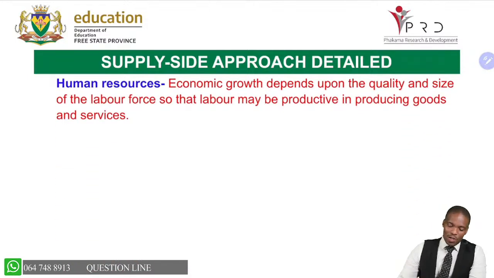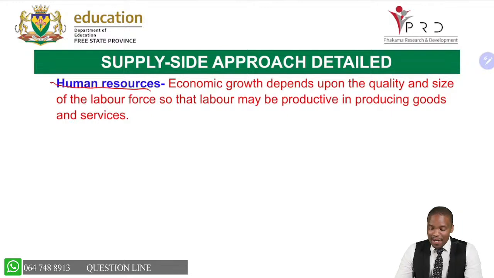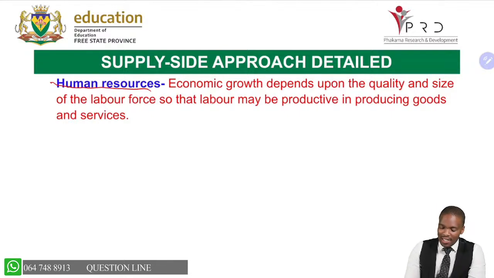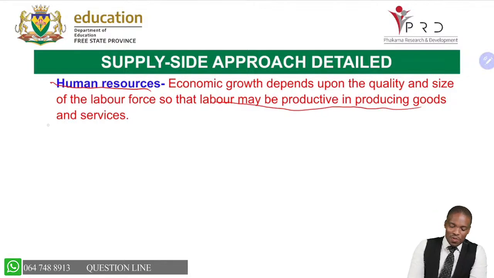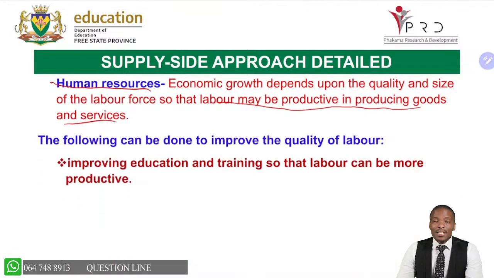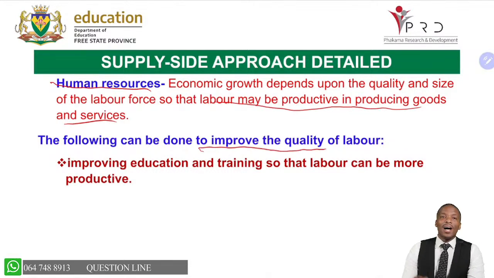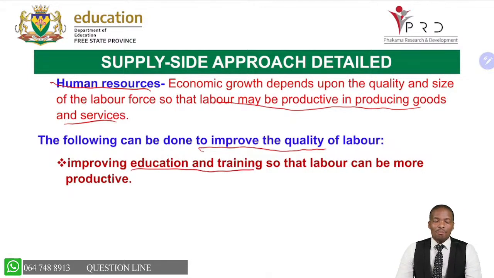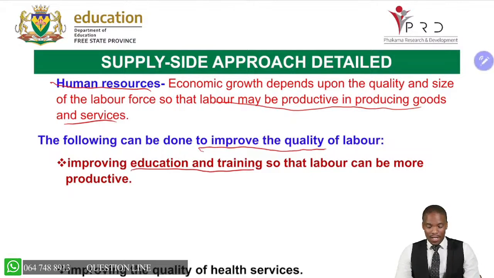Human resource, here we are talking about labor. Economic growth depends upon the quality and the size of labor force, and that may be productive in producing those goods and services. We also know that if we want to improve our labor, or if businesses want to improve the quality of labor, they have to improve education and training. More people should be educated. In that way, productivity will take place.